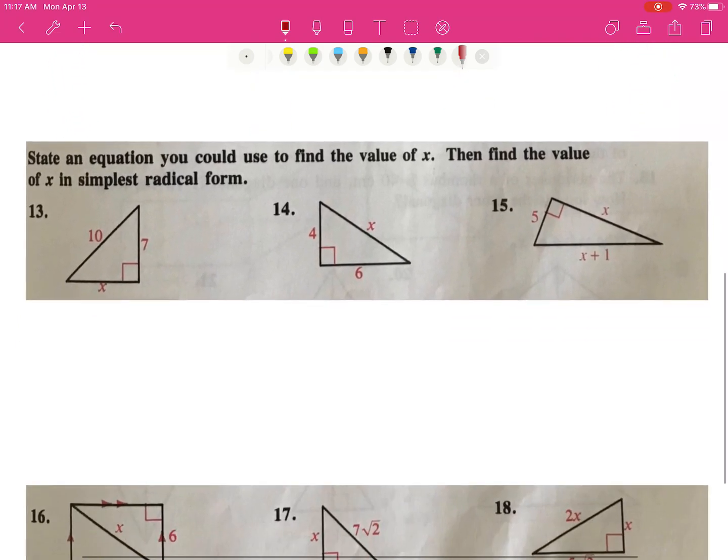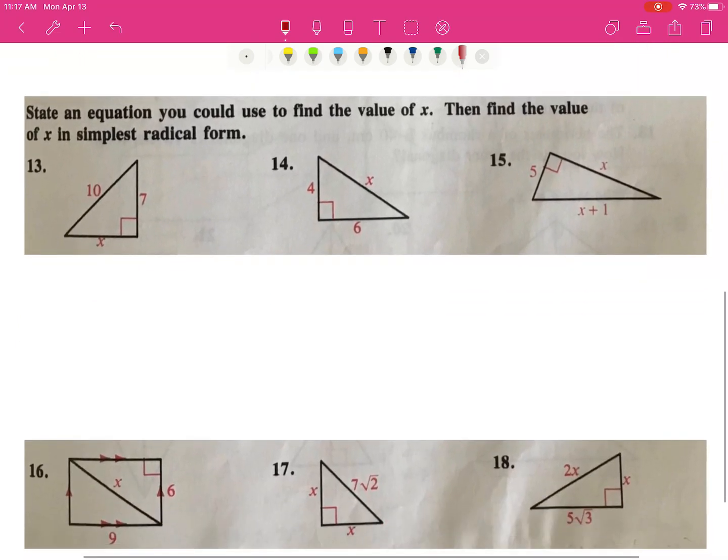On 13 through 15, we're going to go back to the Pythagorean Theorem, and we're going to give our value of x in simplest radical form. So we're going to break down our radicals if we need to. So we're going to set this up. Our Pythagorean Theorem says x squared plus 7 squared equals 10 squared.